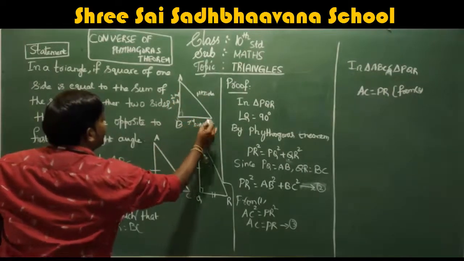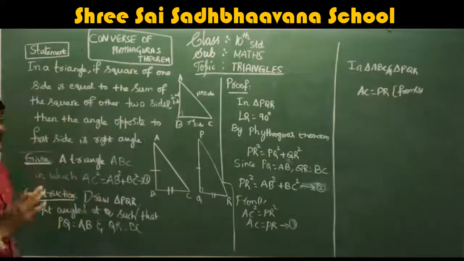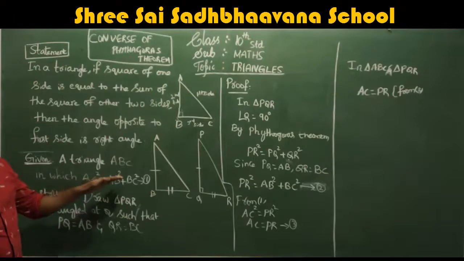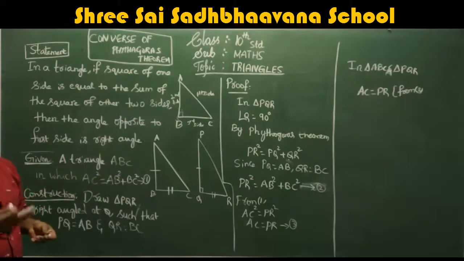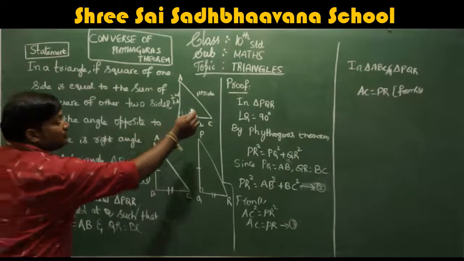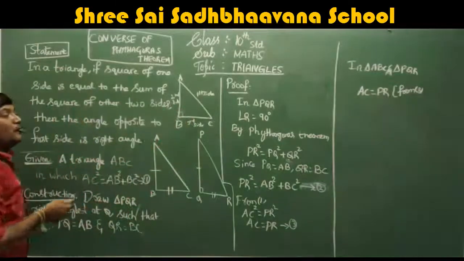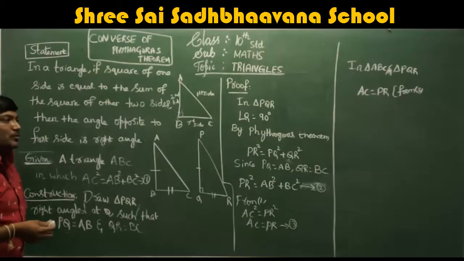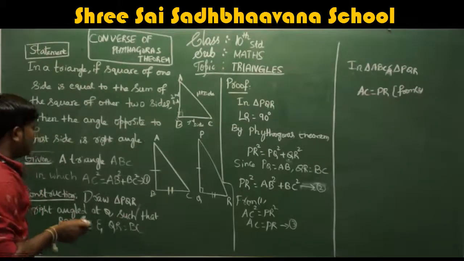It means they are telling the angle opposite to the first side. We assumed the first side as AC, and we assumed AB and BC are the other two sides. So the angle opposite to the first side is angle B. So we have to prove that angle B is a right angle. If you prove that angle B is a right angle, then definitely triangle ABC is a right triangle, it means a right angle triangle. I hope you understood. Let me go with the given case.